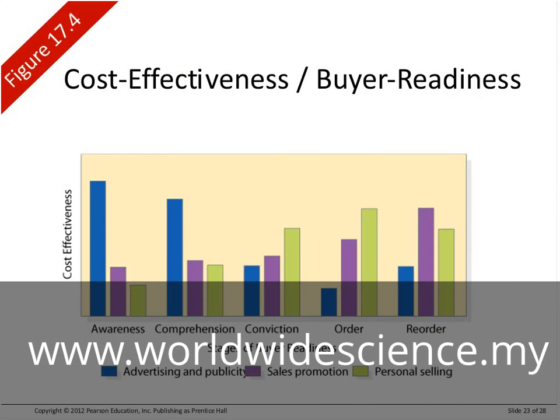Cost effectiveness and buyer readiness are the two indexes for determining this. For example, how effective is your cost, and how ready are buyers to choose and use your product or services. This is just an example to remind you of the details of comparing the state of buyer readiness and cost effectiveness. Okay, any question?